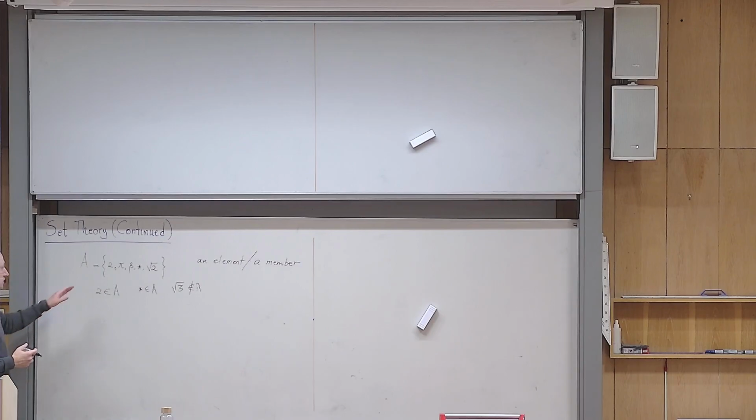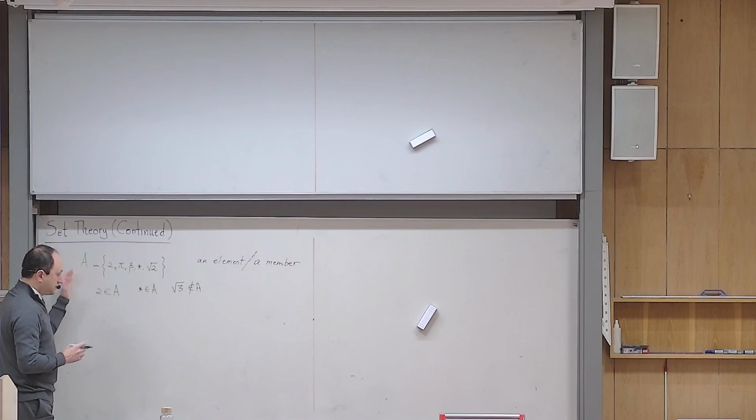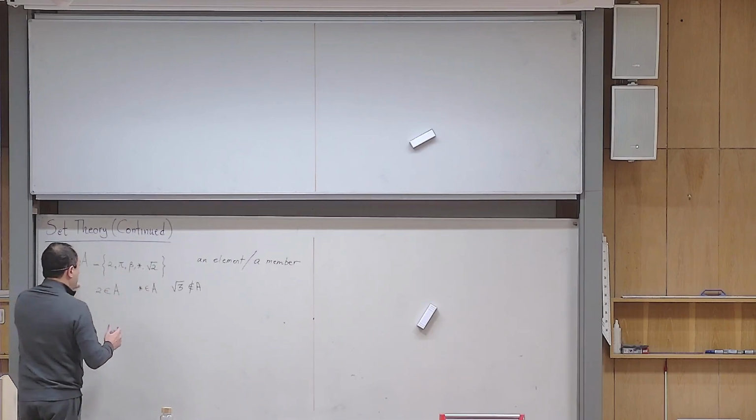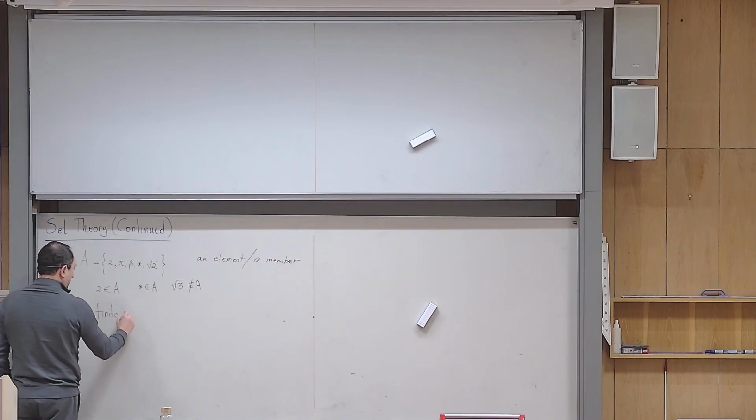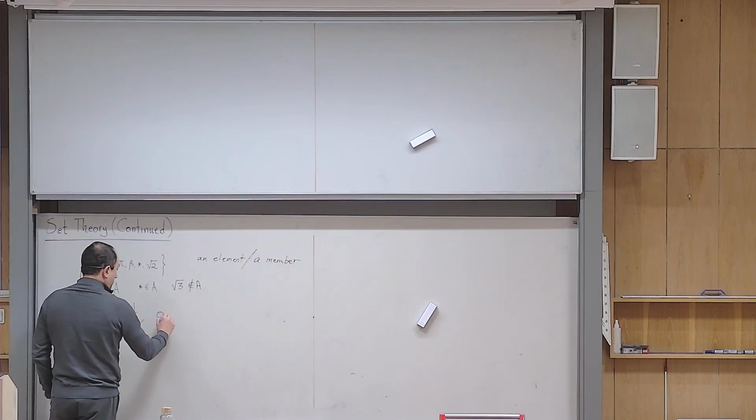And now let me also talk about this. There are two categories of sets. We can categorize sets in different ways. One way is depending on the number of elements it contains. So we can have a finite set, or we can have an infinite set, yes?